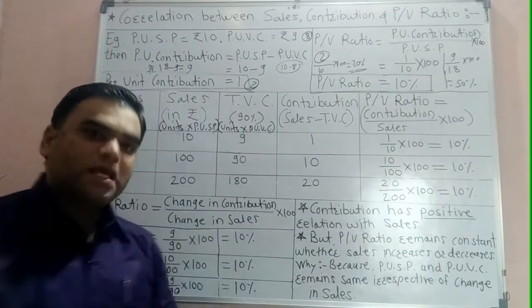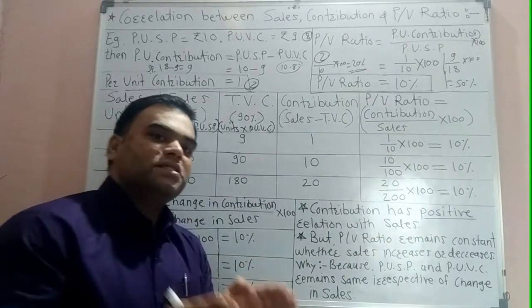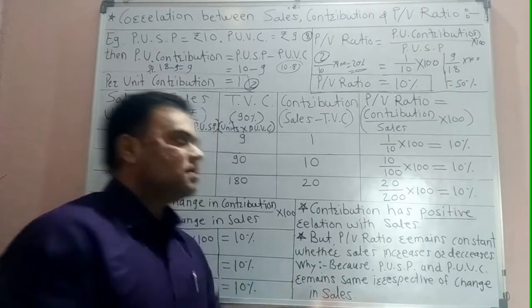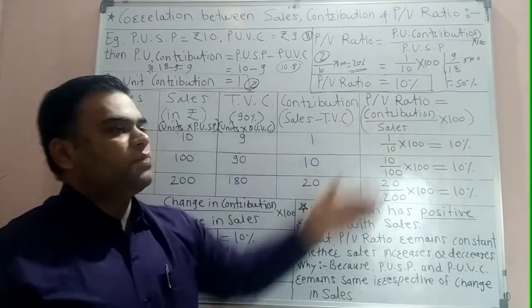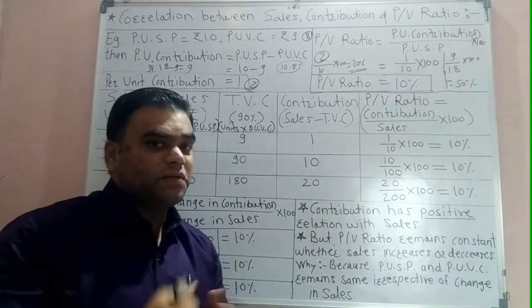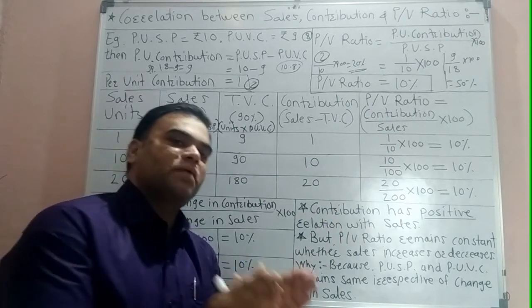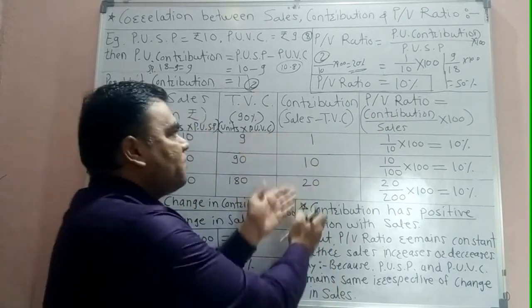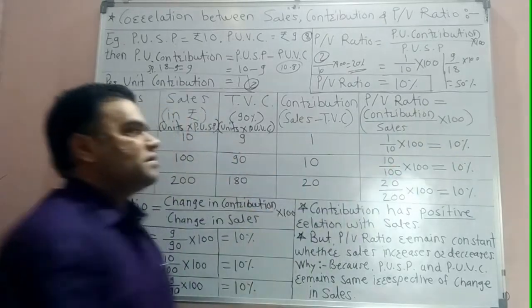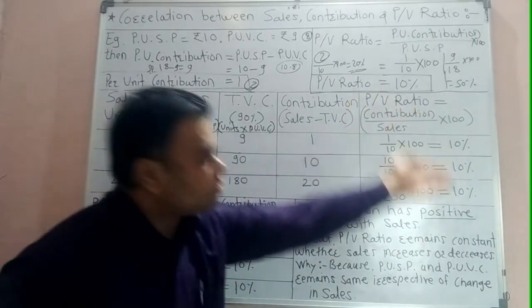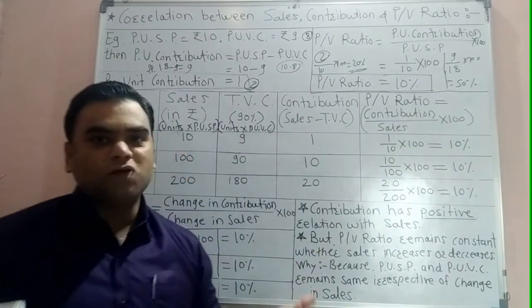PV ratio shows that your contribution is 10% of sales. Contribution is 10%, PV ratio is 10%, what does that mean? It means contribution is 10% of sales. Same fact the PV ratio is showing. That's why your PV ratio is constant throughout all levels of sales.